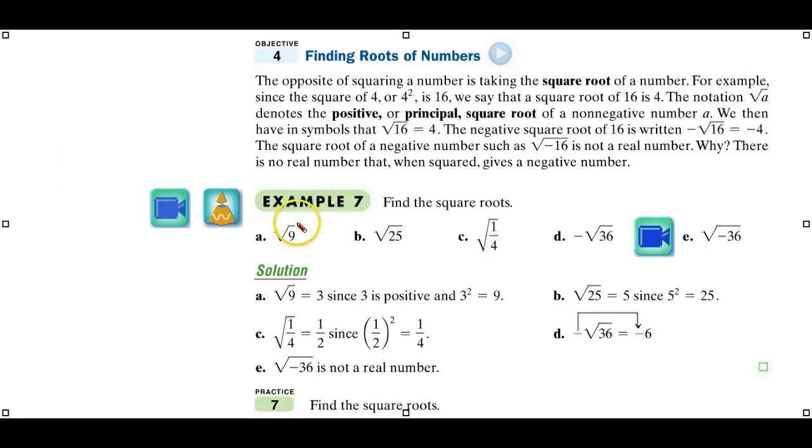So we're looking for the principal or positive square root. Square root of 9, 3. 25, 5. 1/4, 1/2. Now again, square root of 36 is 6. Then we apply the negative. Now with the negative under the radical sign, this is not a real number.